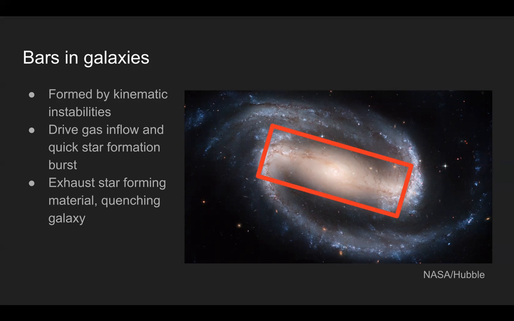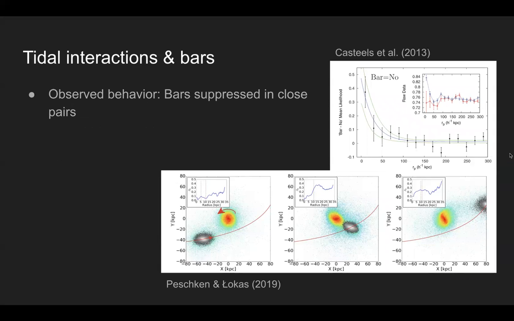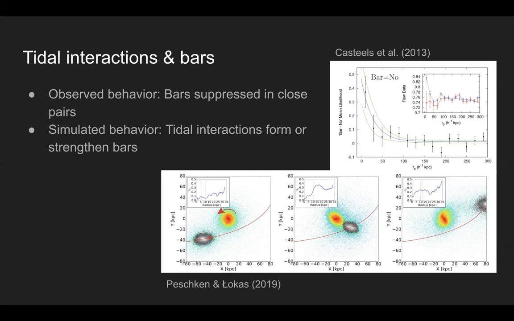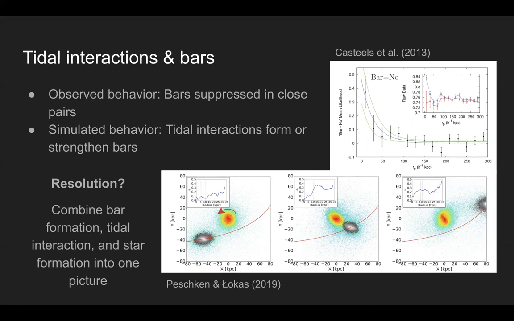So in the context of the previous slide, what can bars tell us about galaxies interacting with their local environments? Well, observed behaviors like what we see on the top right here suggest that bars are suppressed in close pairs of galaxies. However, simulations on the bottom right suggest that tidal interactions with other galaxies form or strengthen bars. So clearly there is some existing tension between these two ideas. How do we go about resolving this? Well, we can combine this tidal interaction bar formation concept with the known star formation behavior of these bars that we discussed in the previous slide and try to form a more holistic picture.